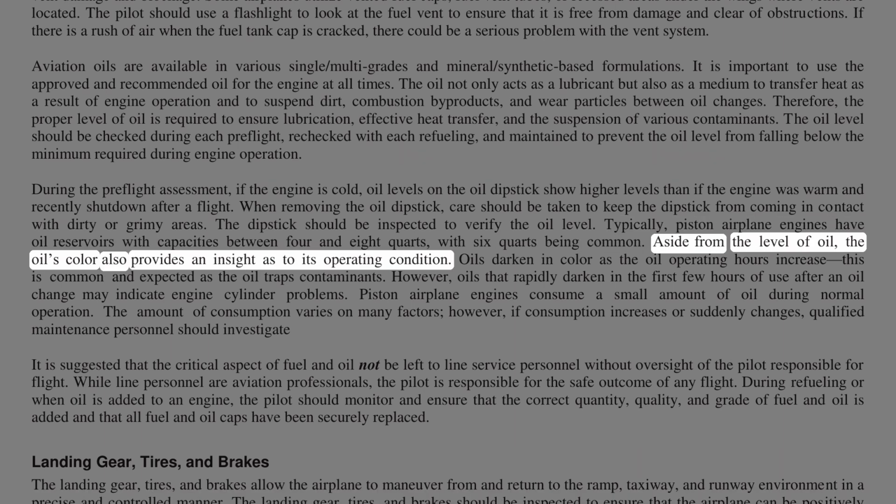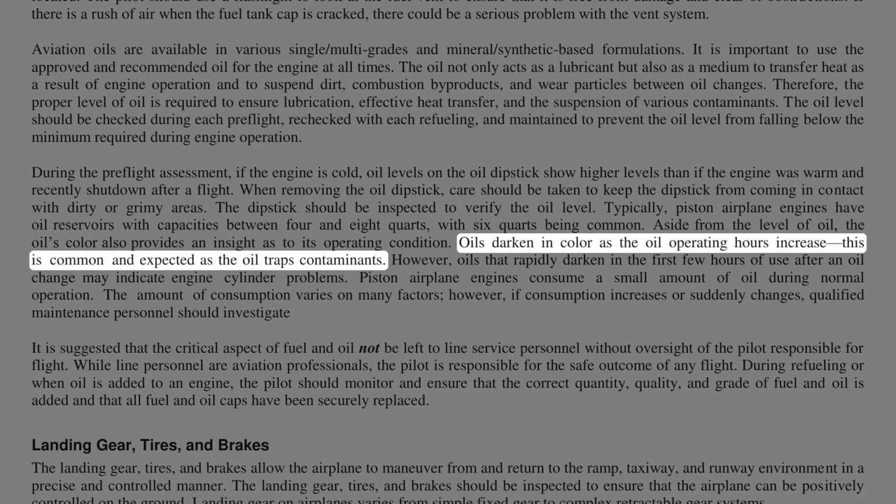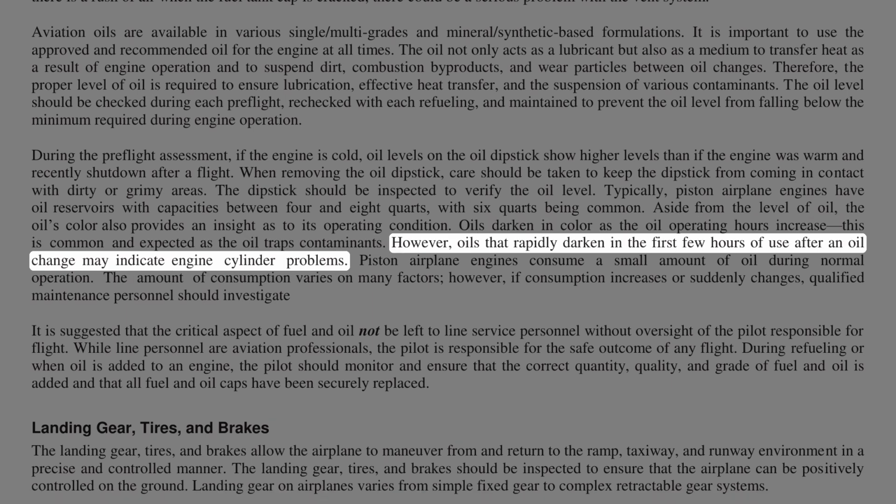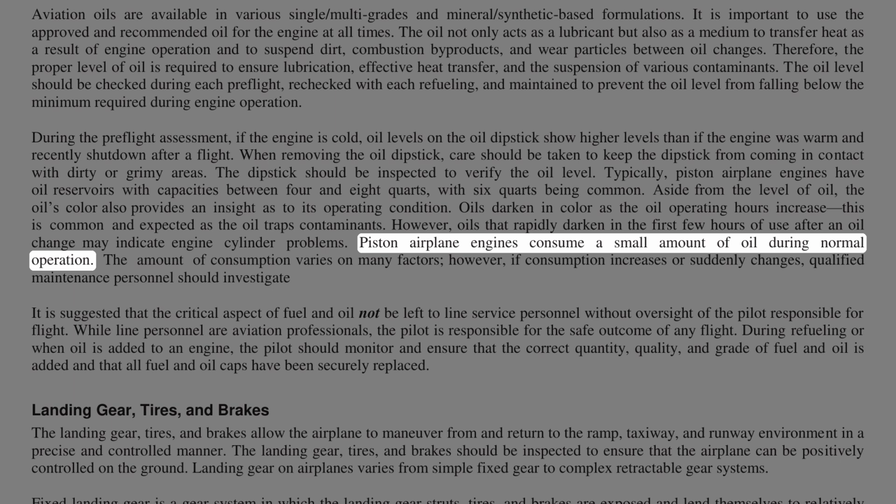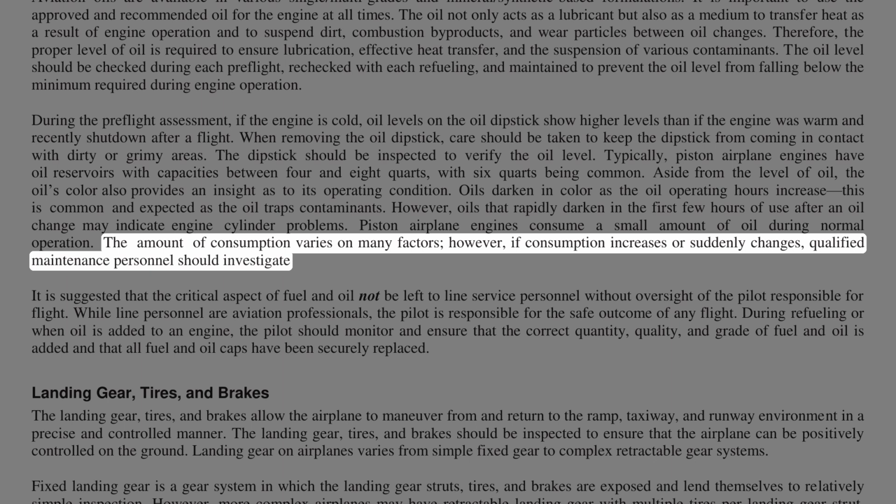Aside from the level of oil, the oil's color also provides an insight as to its operating condition. Oils darken in color as the oil operating hours increase. This is common and expected as the oil traps contaminants. However, oils that rapidly darken in the first few hours of use after an oil change may indicate engine cylinder problems. Piston airplane engines consume a small amount of oil during normal operation. The amount of consumption varies on many factors. However, if consumption increases or suddenly changes, qualified maintenance personnel should investigate.